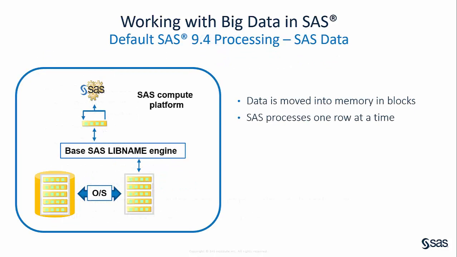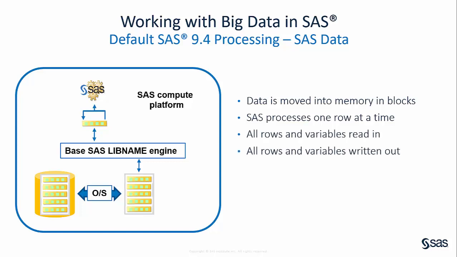In the simplest form, we have SAS installed on a computer. SAS requests a file from the operating system. The operating system moves that file into memory by blocks, and then SAS processes that data one row at a time in its own memory space. In this default mode, all rows and all variables are read in, and when we're done processing, all rows and all variables are written out.